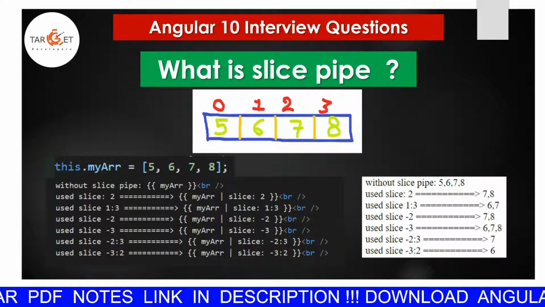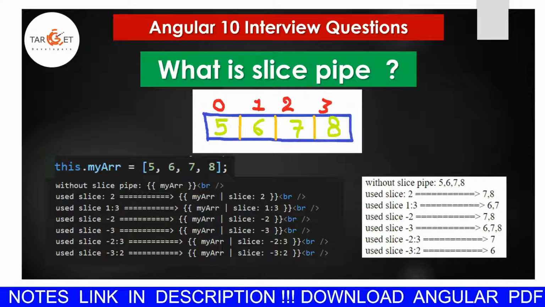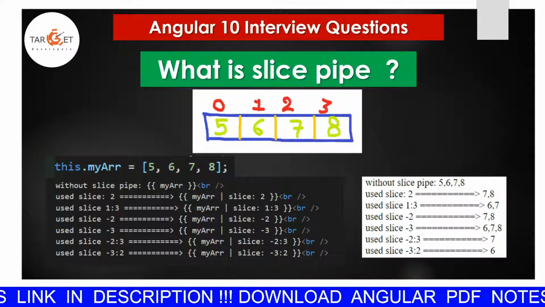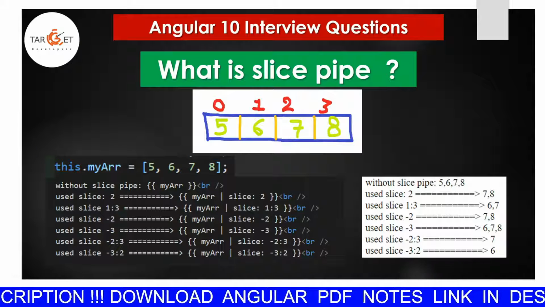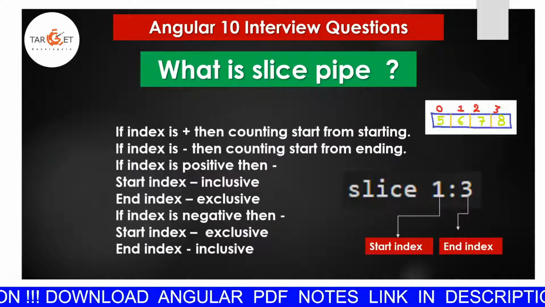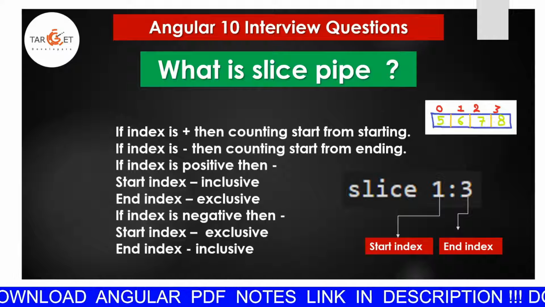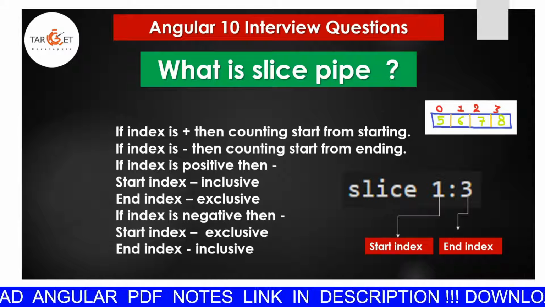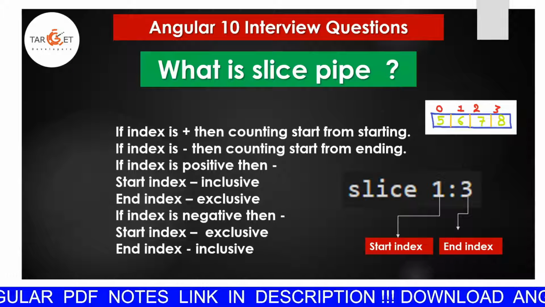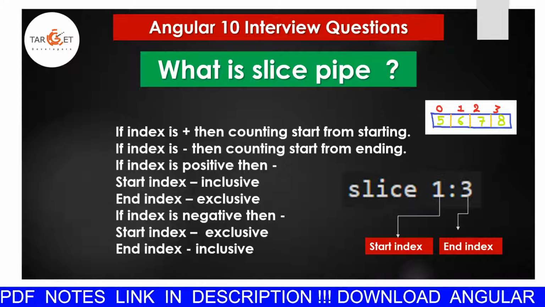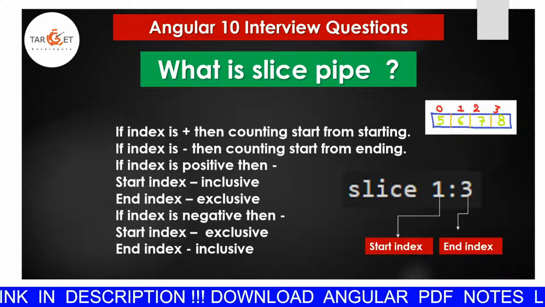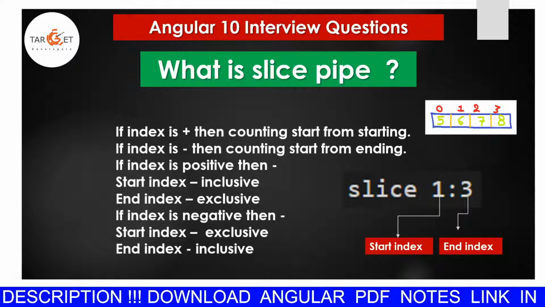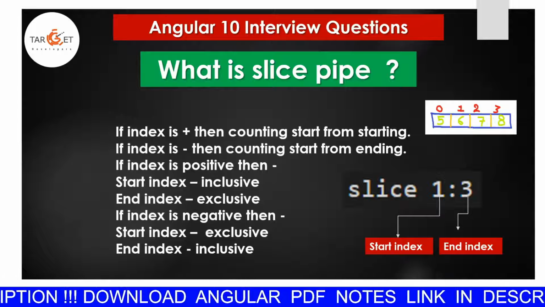We are taking next -2. It is negative, guys, so the whole scenario will change. We have to count from the reverse side, from the last side, and we have to revise the rules of negative index once again. If the index is negative, guys, the start index is exclusive and the end index is inclusive. So this is the reverse, guys. The start index we have to exclude, and the end index is inclusive.